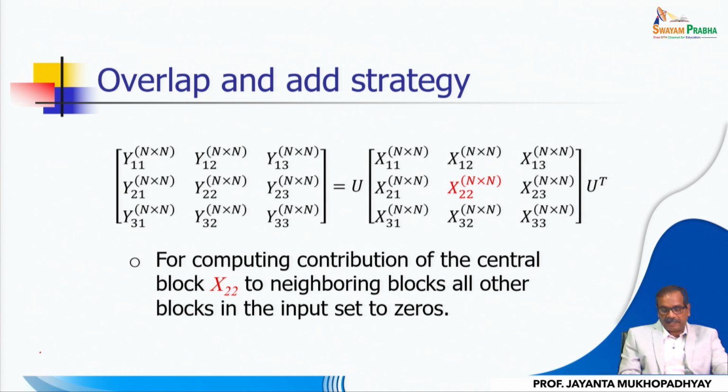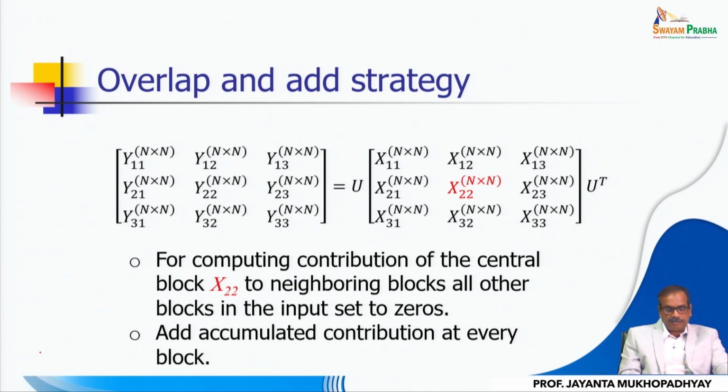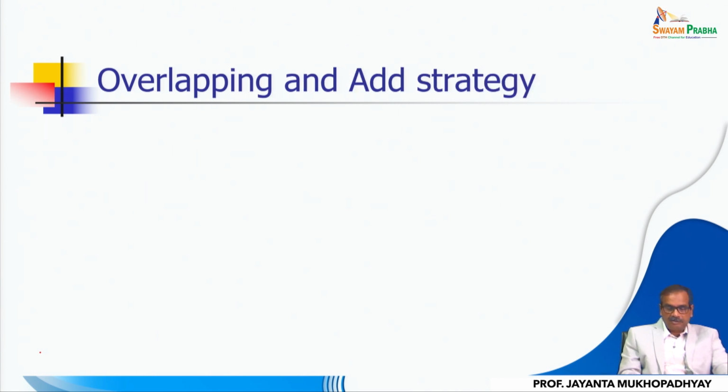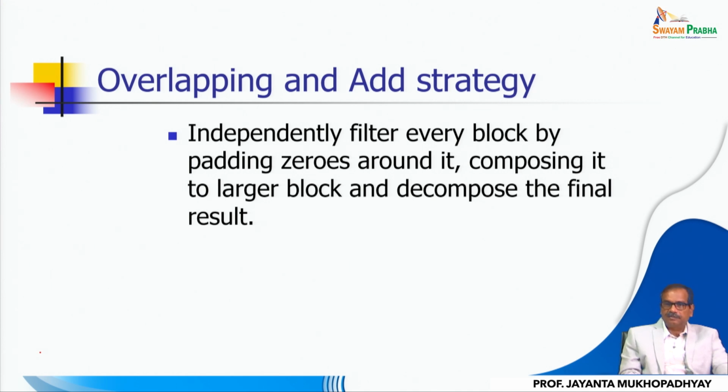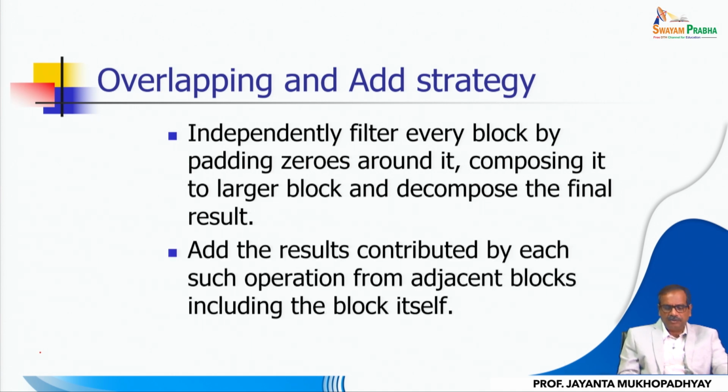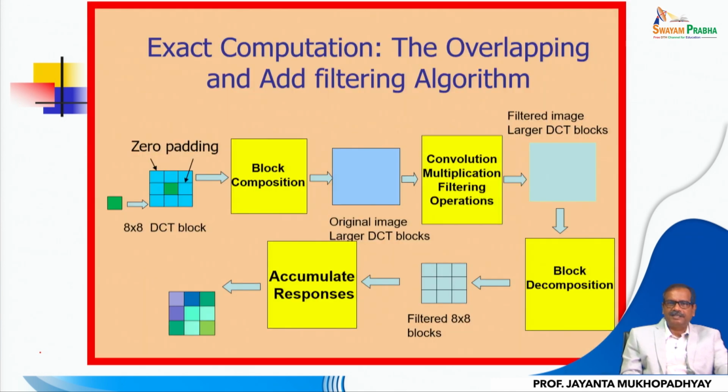So, this is actually what we call the accumulation of neighboring blocks effect. So, contributions of the neighboring blocks, with all other blocks in the input set to zeros. So, add the accumulated contribution at every block. Just to summarize, you can independently filter every block by padding zeros around it as I mentioned. Then you compose it to a larger block and then decompose the final result. And those decomposed blocks are contributions. Then go on doing it for every block, and for respective block positions, all those contributions are added. And that is how you get the full thing.